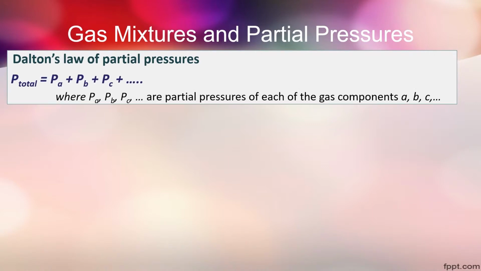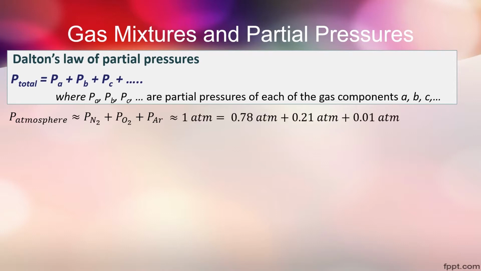For example, our atmosphere is primarily made up of nitrogen, oxygen, and argon gases. So let's assume these are the only components in the atmosphere. Dalton's law tells us that the total pressure in the atmosphere would be equal to the sum of the partial pressures of the nitrogen, oxygen, and argon gases. For dry air at sea level, the total pressure is about 1 atmosphere, and the partial pressures would be about 0.78 atmospheres for nitrogen, 0.21 atmospheres for oxygen, and about 0.01 atmospheres for argon.